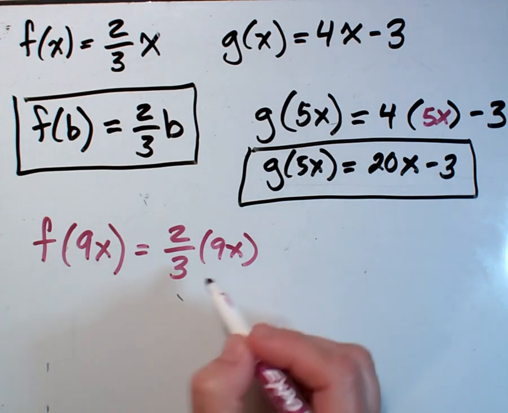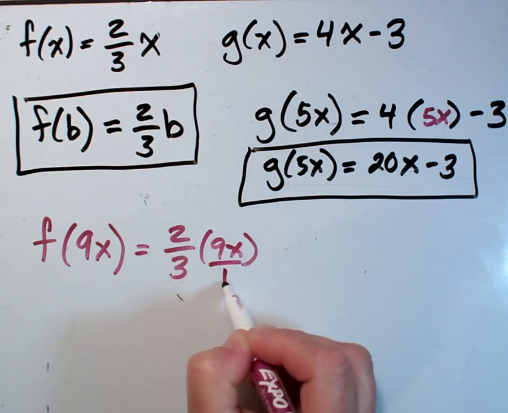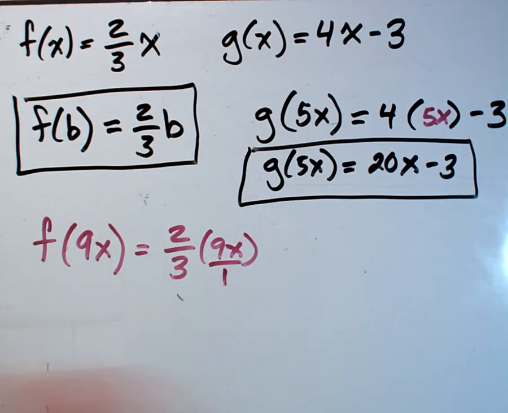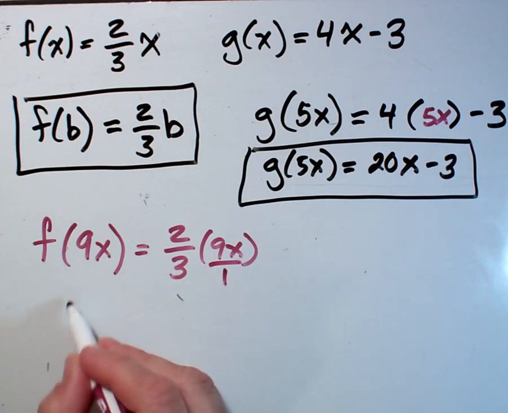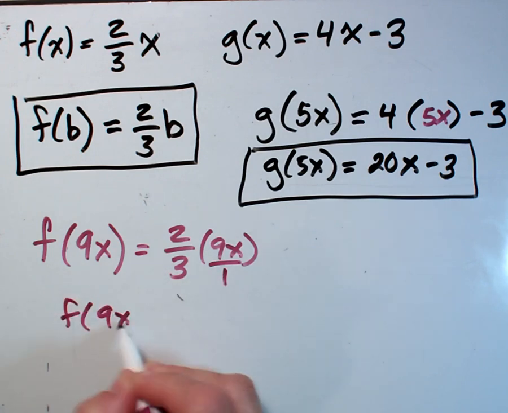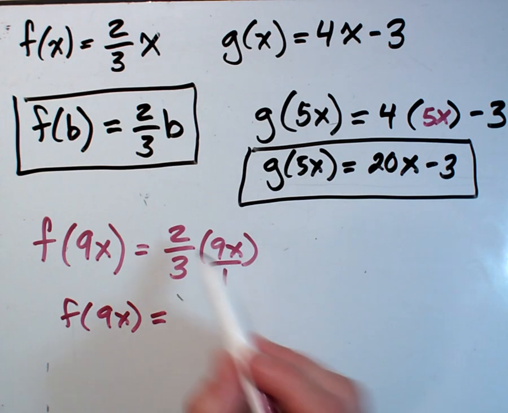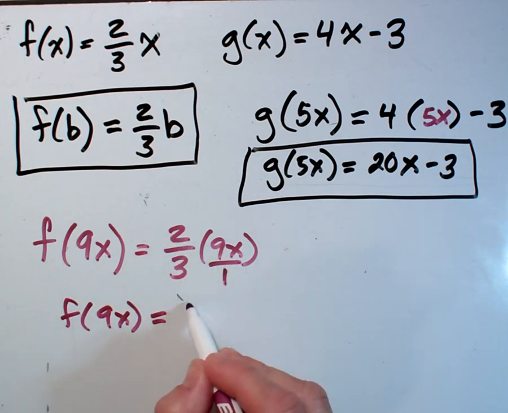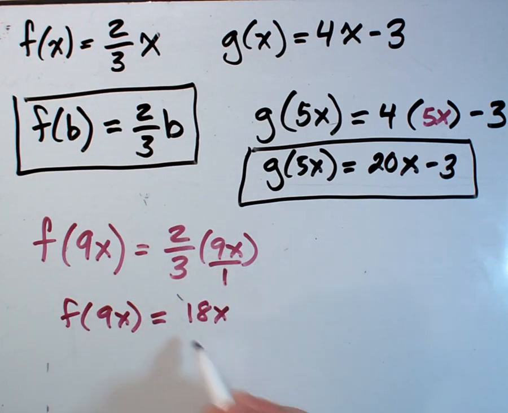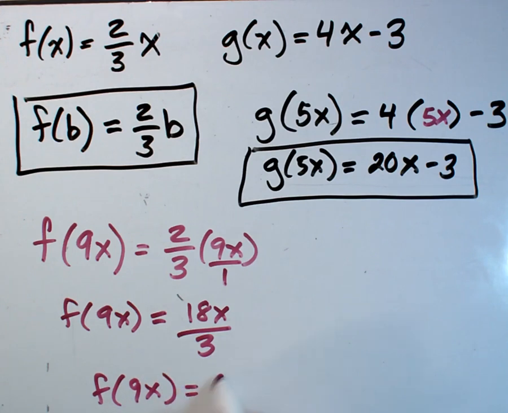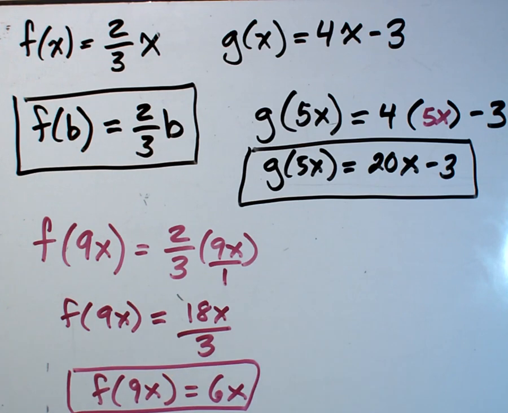And then anytime you're multiplying a fraction times a whole number, you're going to put that whole number over 1. So you're multiplying a fraction times a fraction. So f of 9x is equal to 2 times 9x, which is 18x, over 3 times 1, which is 3. And I can simplify that. 18x divided by 3 is going to be 6x. And that is your fully simplified answer.